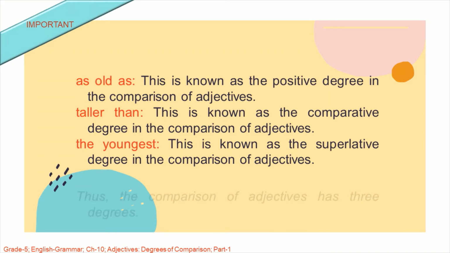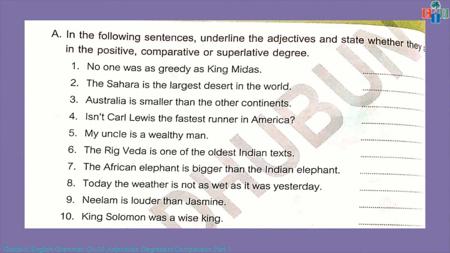Let's start. Here in exercise A, what is the question? In the following sentences, underline the adjectives and state whether they are in the positive, comparative or superlative degree. Okay, positive means one item or one group. Comparative means two items or two groups when we are comparing. Superlative means three items or more than that. So here, no one was as greedy as King Midas. As greedy as. So there is this phrase, as greedy as. So this phrase means it will be positive.